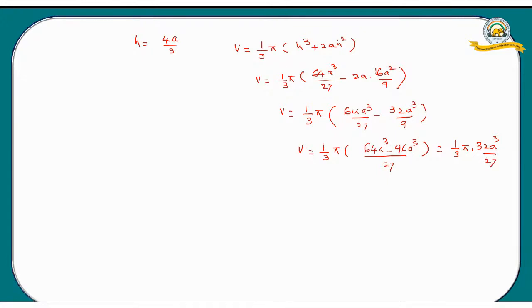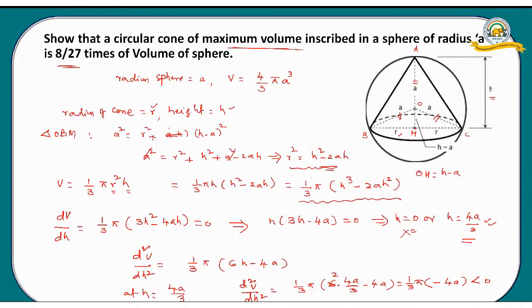So this is an error I have made here. This is a plus. Here also, h square minus r square equal to, this is a plus 2ah minus h square. So that means there is a minus sign.